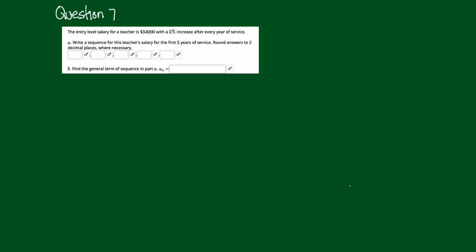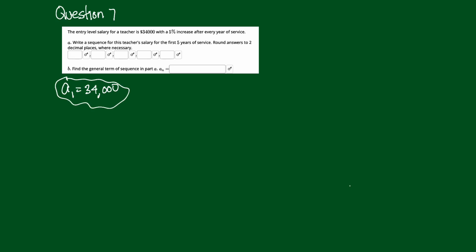Question 7 tells us that the entry-level salary for a teacher is $34,000, and then the teachers will get a 5% increase every year of service thereafter. So first of all, can you write a sequence for the teacher's salaries for the first 5 years? So we do know this one, right? We do know that a sub 1 is equal to $34,000. That's the teacher's salary at the first year.